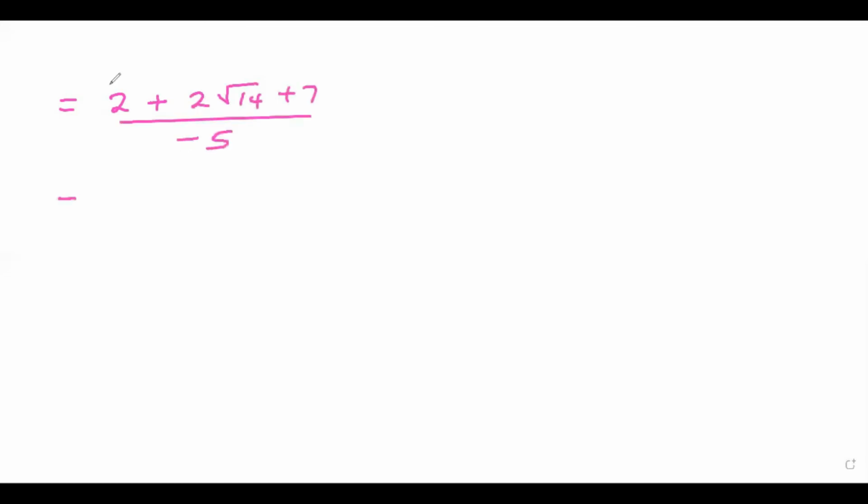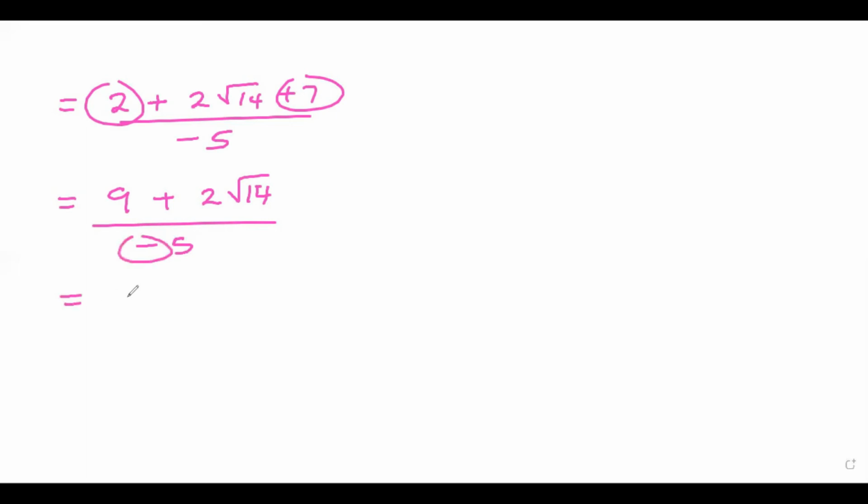So we add these two. So that will give us 9 plus 2 root 14 over minus 5. So normally we'd want to get rid of the negative in the denominator, so that means we'd have minus 9 minus 2 root 14 over positive 5. And that would be our answer.